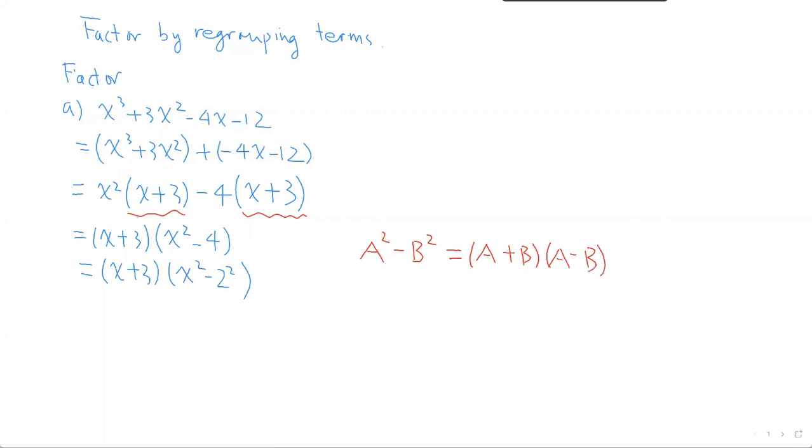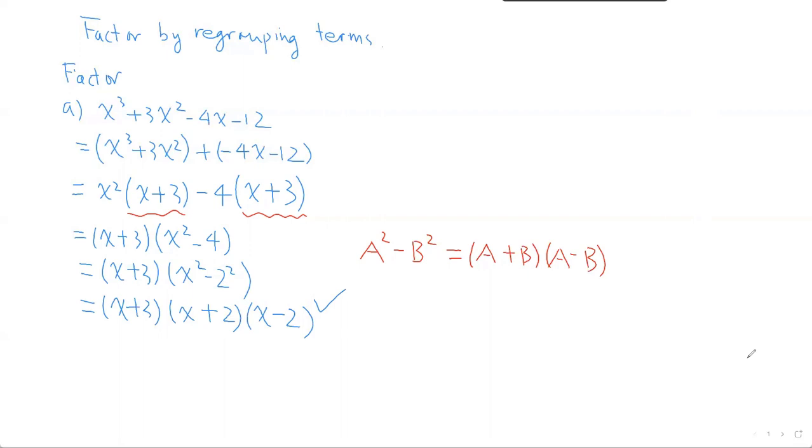So here we can factor this x squared minus 2 squared. You factor the second factor by using the formula. So x is our a, and 2 is our b, right? So a minus b, a plus b. Now we factor the polynomial completely, right? Okay, so this is one example with 4 terms. We group these 4 terms into 2 pairs.